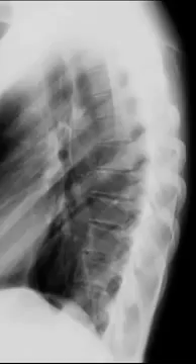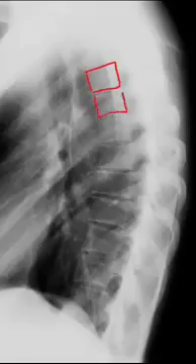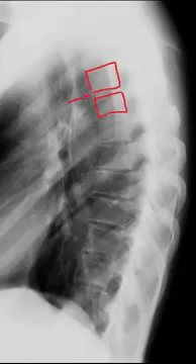Let's start by identifying vertebral bodies again. Now, the upper portion of the thoracic spine is notoriously hard to see due to the superimposition of the shoulders with the spine. This is the first well-visualized vertebral segment, so we'll outline this one. This is the vertebral body. Here's another vertebral body. And, of course, the intervening intervertebral disc space.